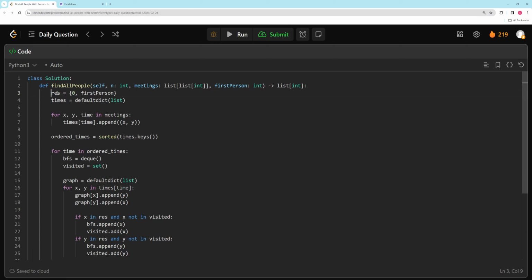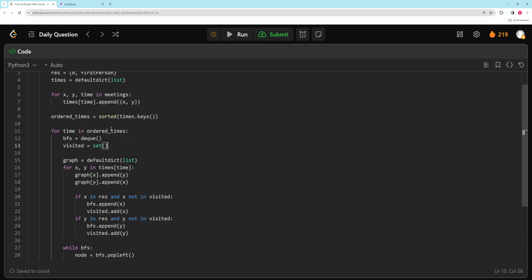So we have a result, and the way I have it is I have a result set, because you want to be able to check efficiently, does your person know the secret, right? So I just use a set. So the two people that know the secret right away, like I said, are 0 and the first person. Then we have times, which is just going to be a dictionary of meetings and their start time. We go through all of our meetings and we append them to the times dictionary. Then we order the times that we have by increasing order, right? Because we want to look at our meetings in increasing order.